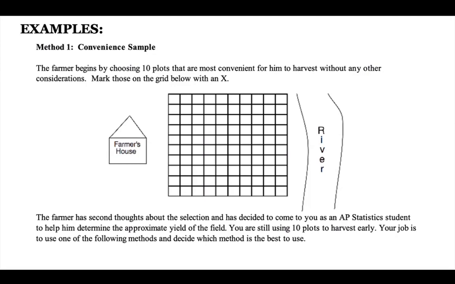A farmer begins by choosing 10 plots. So he's got 100 plots here. Every square represents a plot. So a farmer begins by choosing 10 plots that are most convenient for him to harvest without any other considerations. So which 10 would get marked? Mark those 10 that you think would get marked if he did a convenient sample. What does convenience mean again, Josh? Easy for the farmer.